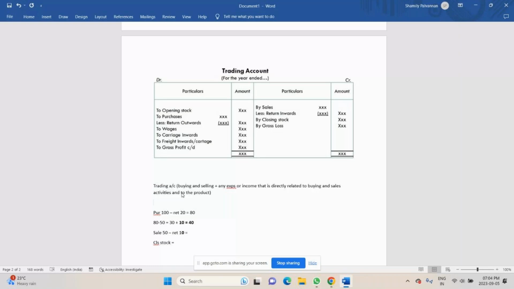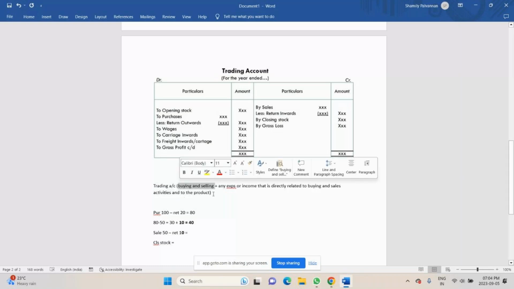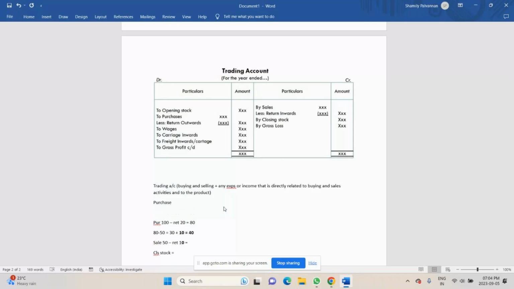So all these things are directly related to business, that means my buying and selling. In a trading account, we will show the purchase, sales, so direct expenses and direct income. When I say it is direct expenses or income, that is which is directly affecting your goods. So it can be manufacturing expenses.